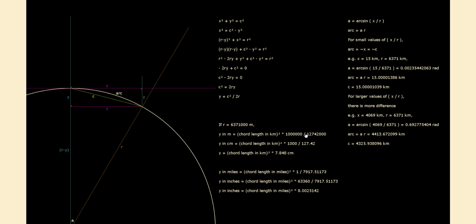For the larger values, there is a difference. If we take x of 4,069, nice, and the same radius of 6,371, the angle is the arc sine of 4,069, nice, over 6371, which is 0.69, nice, 27754. The arc length is 4,413.7, and the chord length is 4,325.9, and those are very different numbers.